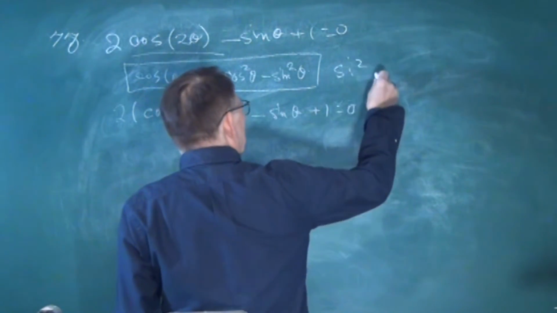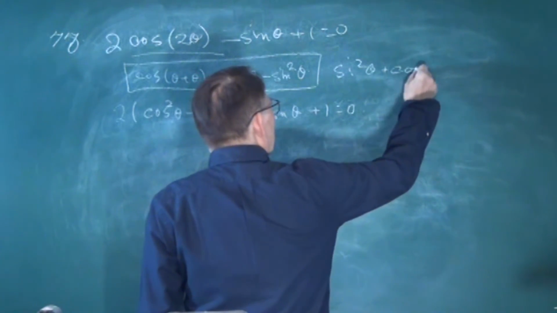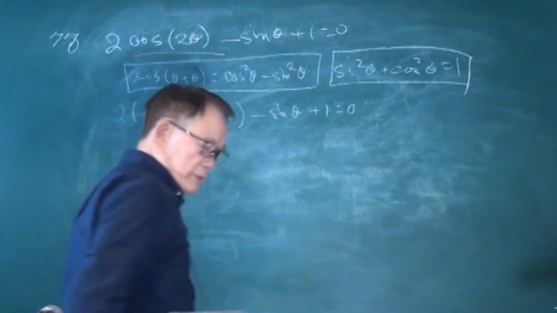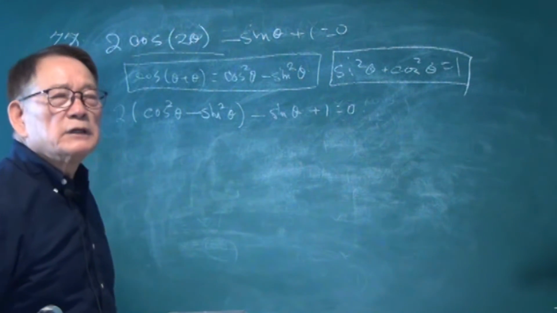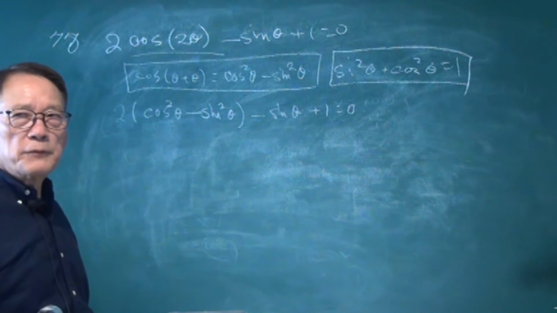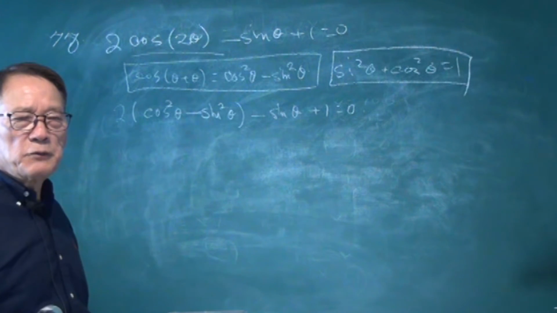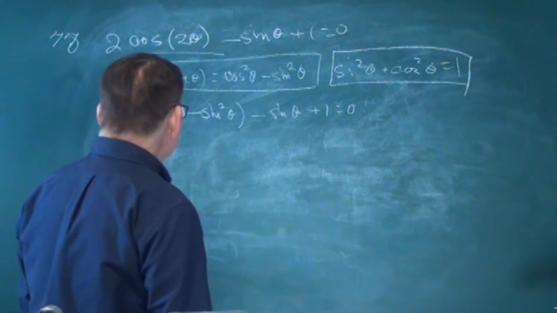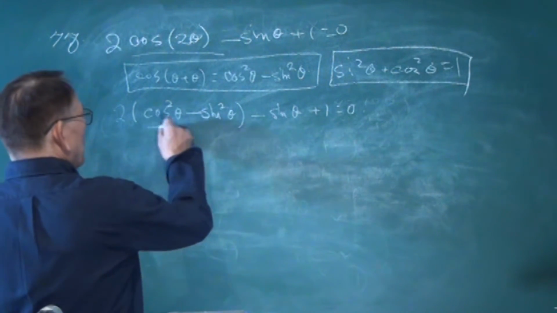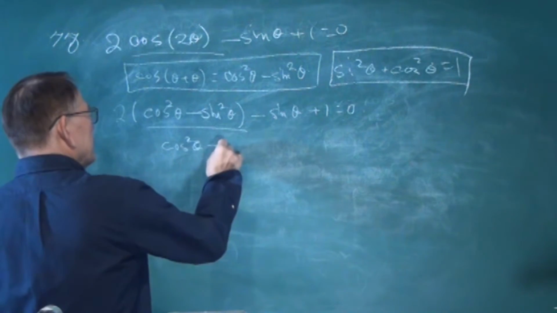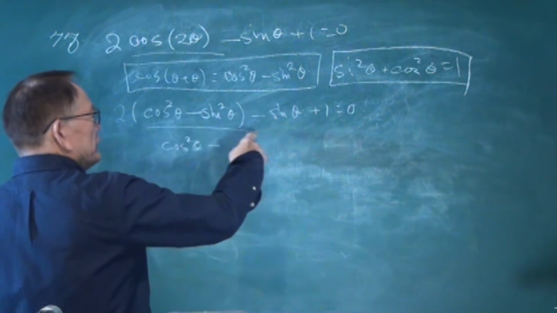sine squared theta plus cosine squared theta equal 1. Very important one. From the unit circle, they derived this. Okay? Very simple one. All of you have to remember, sine squared theta plus cosine squared theta equal 1. Got it? Okay. Then this part will be the same as cosine squared theta minus sine squared theta.